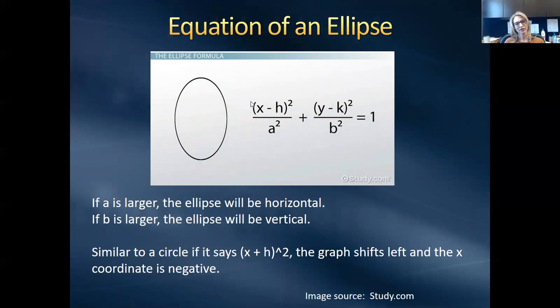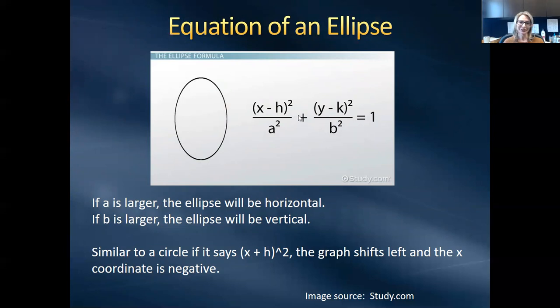So if this is an ellipse, if a is larger, it means your ellipse is going to be larger horizontally. If b is larger, it means your ellipse is going to be larger vertically. So this one, you have a larger b than you do a. So that's one thing we know about this.